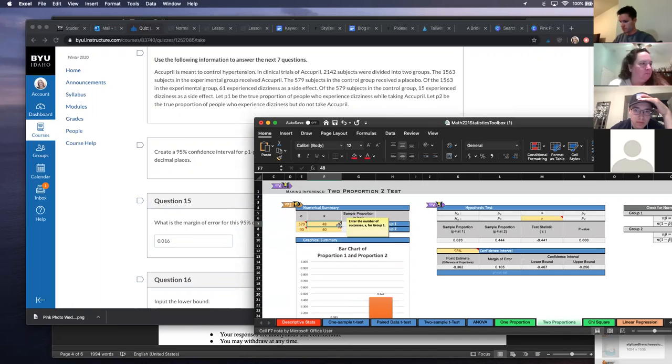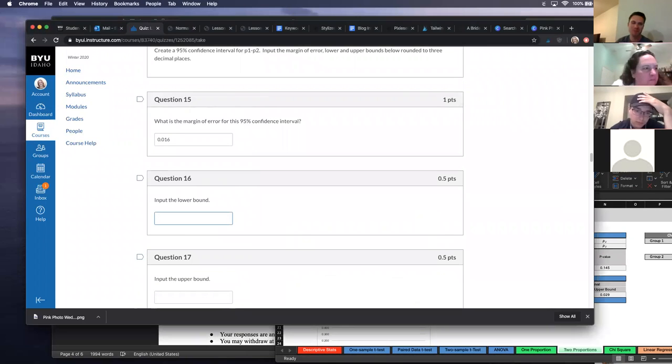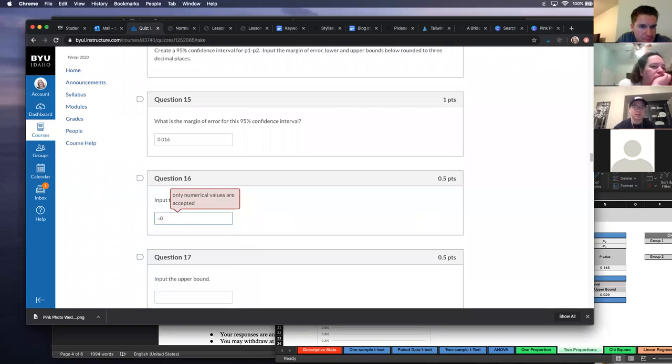Wait, sorry. Oh, sorry, 15. So 1563 is your N value for the top one. Yeah, for the top one. Okay, and then 579 is your N for the bottom, and 15 is your X value for the bottom one. 61 is your X value for the top one. Oh, okay. I should have my numbers in backwards. Do you get 0.029 for the upper? Yeah. There we go.